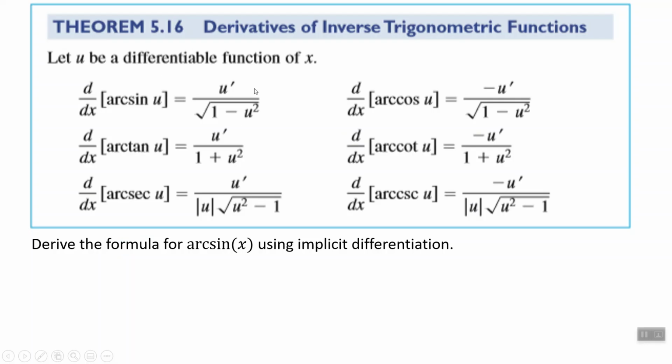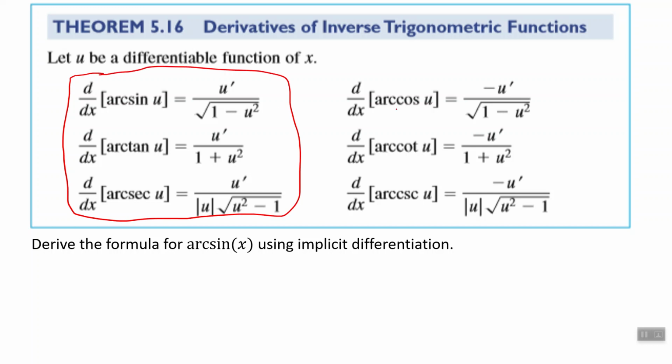Here are the rules for the inverse trig functions. There are 6 inverse trig functions, so there are 6 rules. The ones you really need to know are these 3, because the ones for the co-trig functions are exactly the same as these 3, but with negative signs. I've heard the AP exam generally just sticks with these 3 as well.